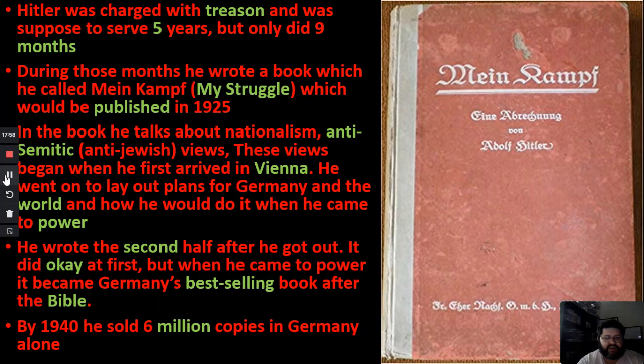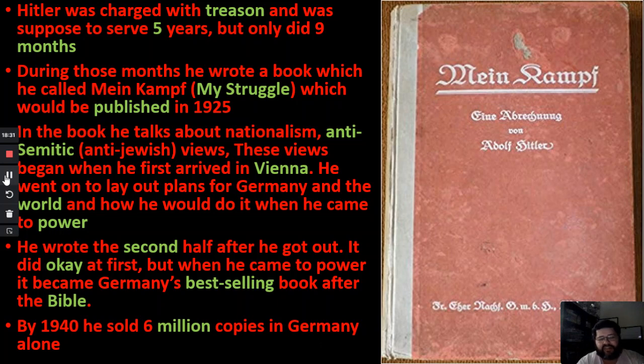And again, remember, he started developing these ideas when he was like 19, 20 years old, when he was in the streets of Vienna. And he basically laid out his plans for Germany and basically how the world should be and how it would look if people followed his plan and listened to what he has to say. And basically how he would do it if he came to power. Now, while he was in prison, like I said, he started writing it. He didn't finish it until he got out of prison.